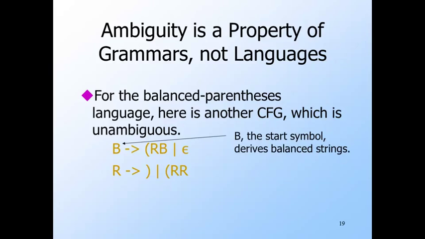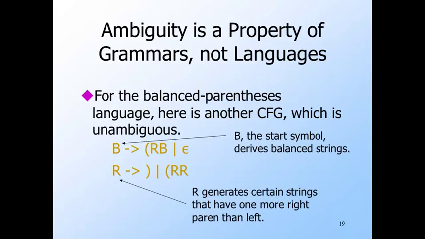Variable B, which is the start symbol, generates all balanced strings. But R, another variable, generates all strings that are balanced except for having one more right parenthesis than left. By balance in this context, I mean that no prefix of the string has more right parentheses than left. And examples would include, well, a single right paren, left, right, right, that would be generated by R, and also something like this. Left, left, right, right, right.